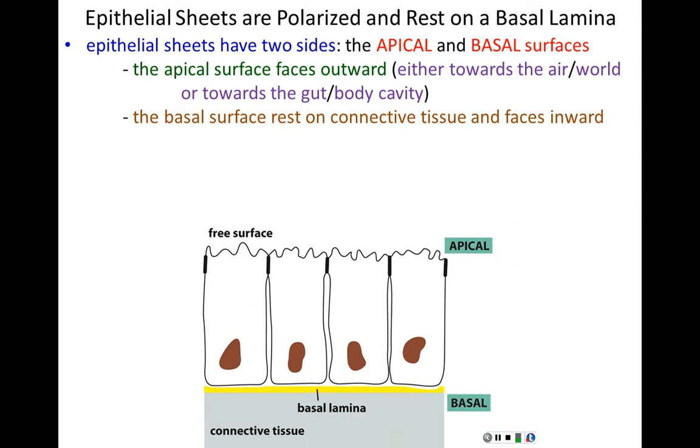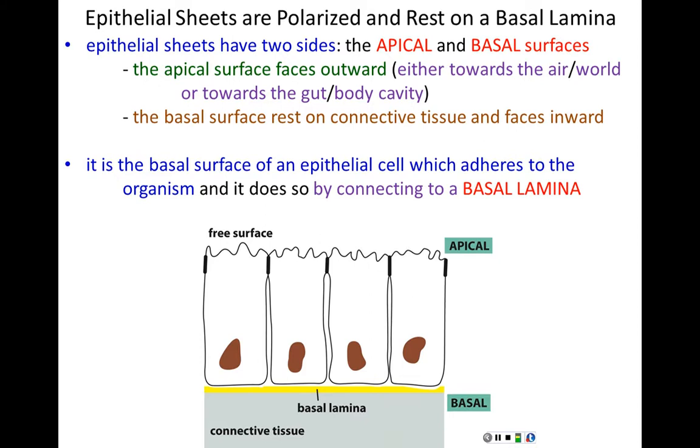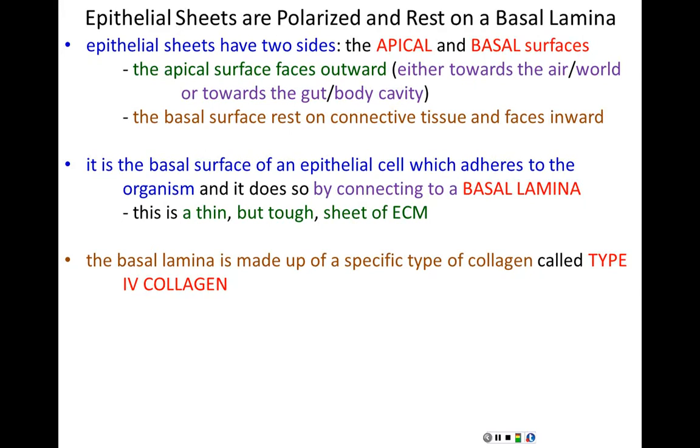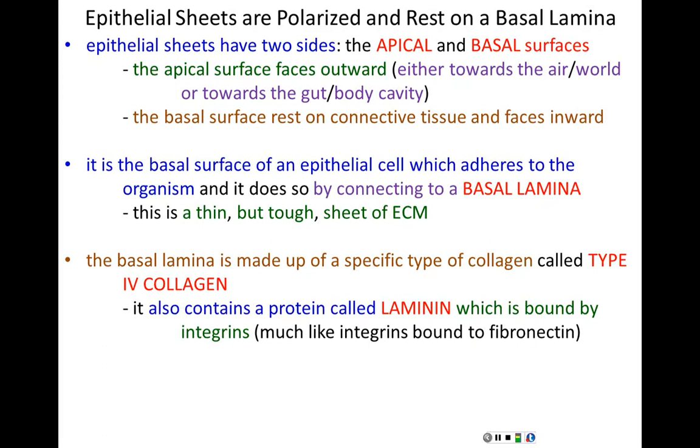So the basal surface of an epithelial cell adheres to the organism itself, and it does so by connecting to this basal lamina. The basal lamina is a very thin but very, very tough sheet of extracellular matrix. It's made up of a specific type of collagen called collagen 4. Collagen 4 creates this thin extracellular matrix. There's also another protein called laminin in the basal lamina. That's where it gets its name.